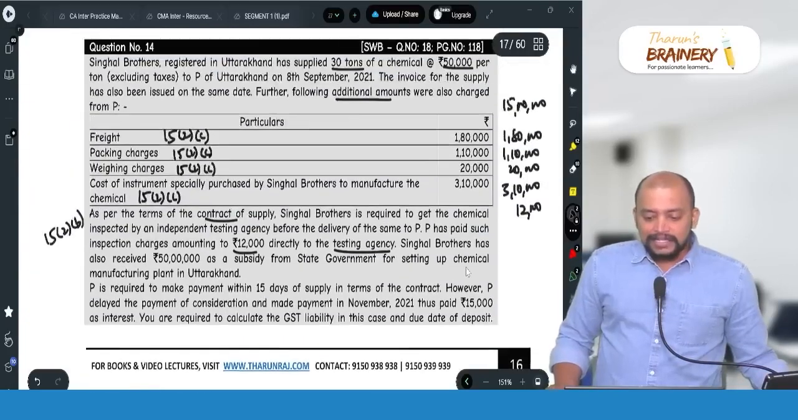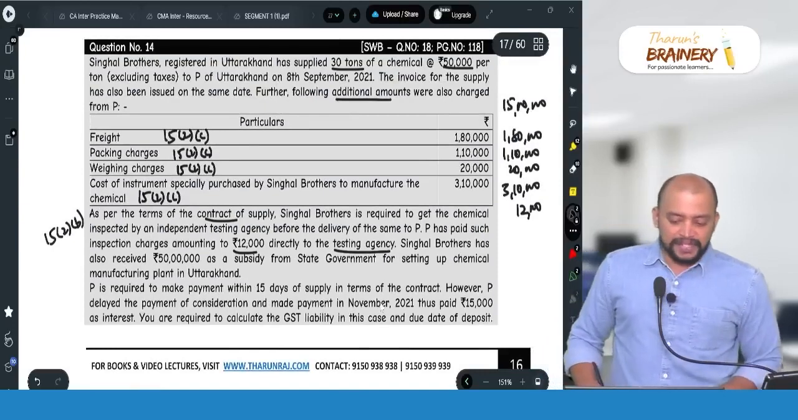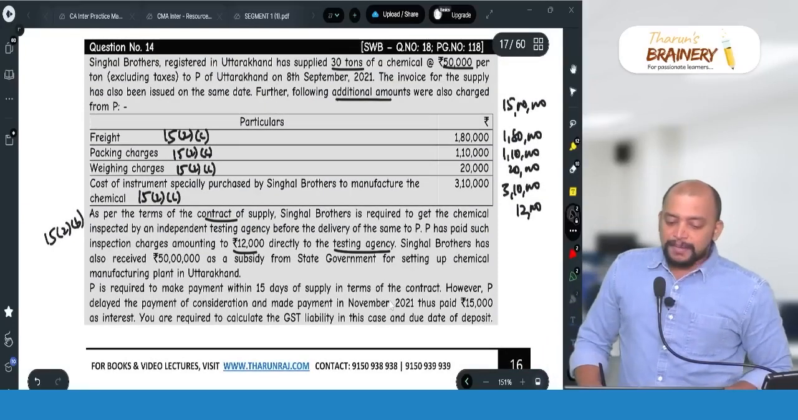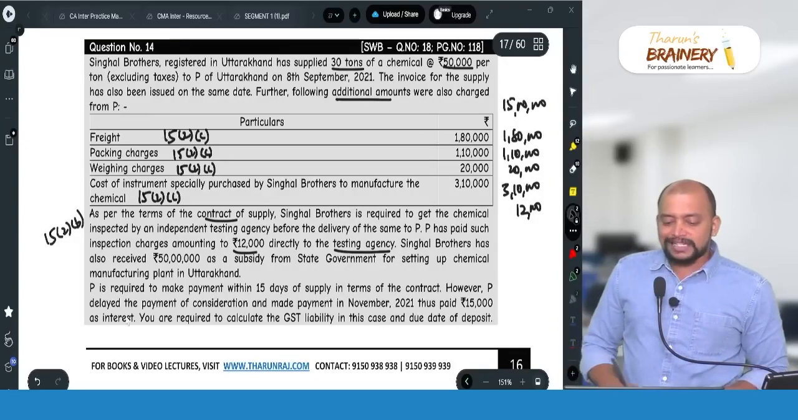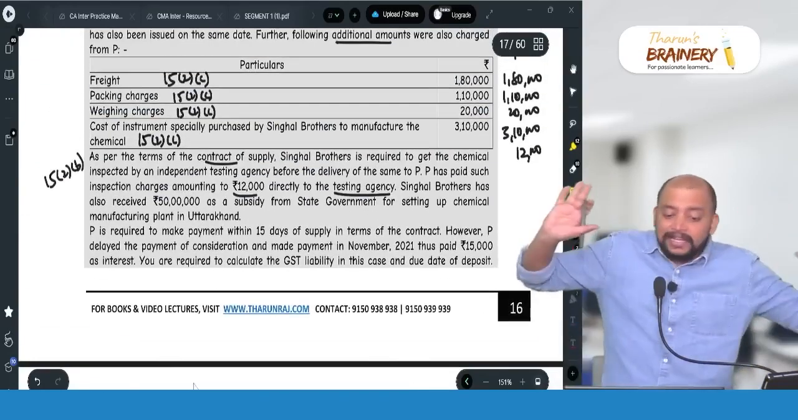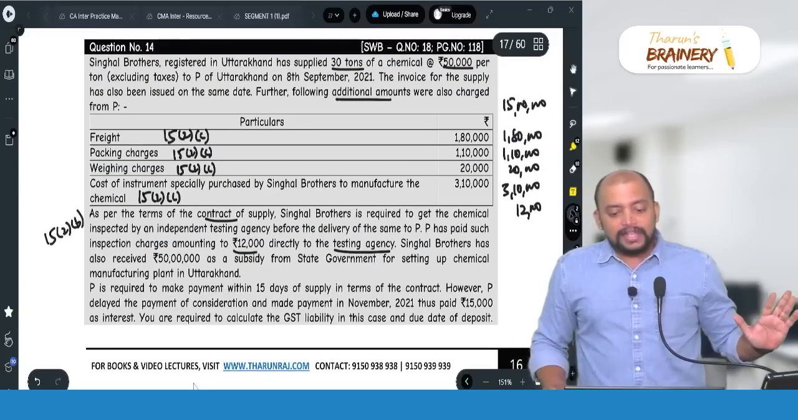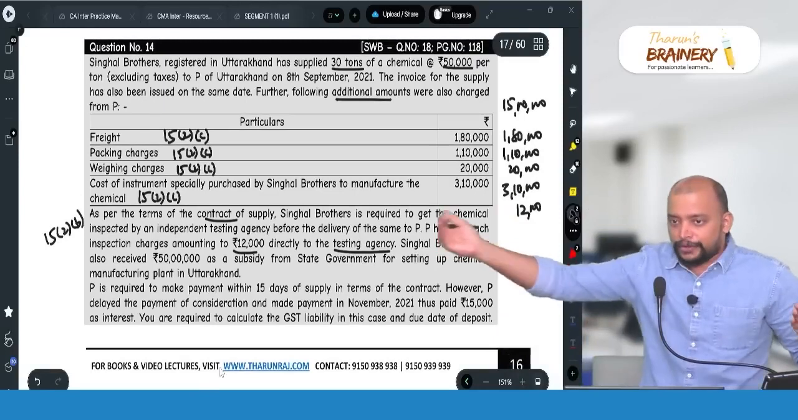Then next, P Limited is required to make payment within 15 days of supply in terms of the contract. However, P delayed the payment and paid in November 21, thus paying 15,000 as interest. You are required to calculate the GST liability in this case. They are not asking separately, but we need to compute separately for invoice and for debit note.